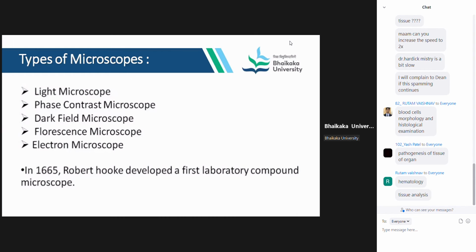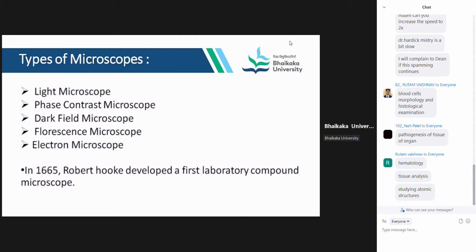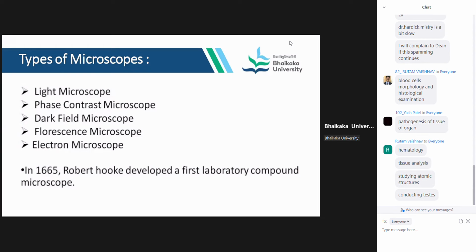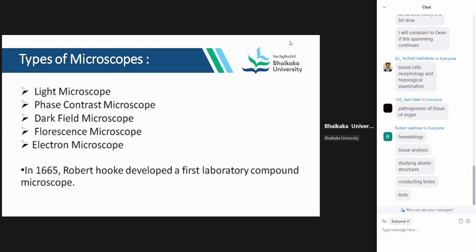Before we proceed to the use of it, because we will be discussing under the light microscope, you should just have an idea of what the types of the microscope are. You are not going to study the details of it, only in very brief. Only some more details that you need to know is for the light microscope. So in 1665, the scientist Robert Hooke developed the first laboratory compound microscope.